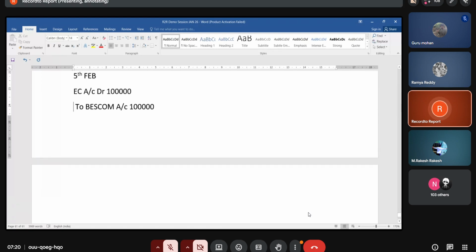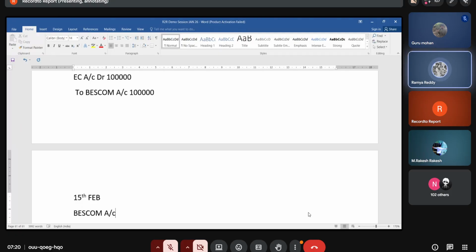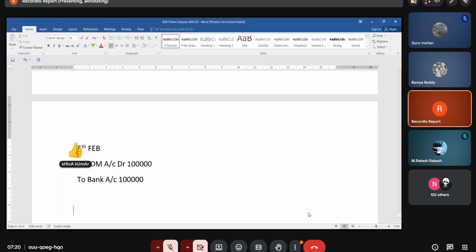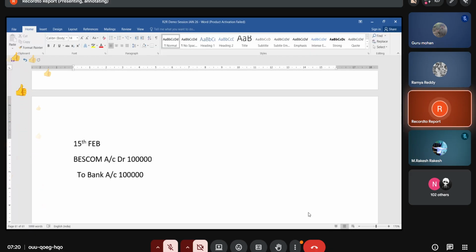Okay. So when is the payment happening? On 15th February. While making the payment, what is the entry? Bescom account debit to bank account. Do you understand? Is it clear? Let me give you one more example.